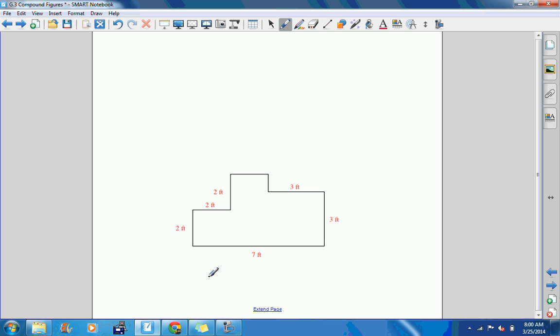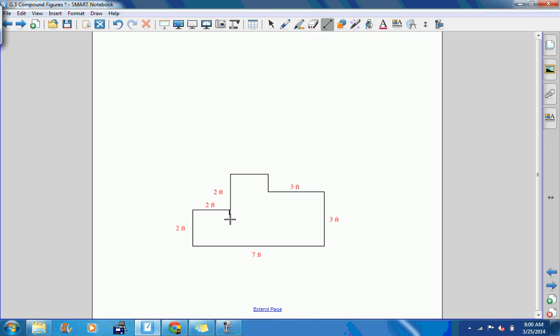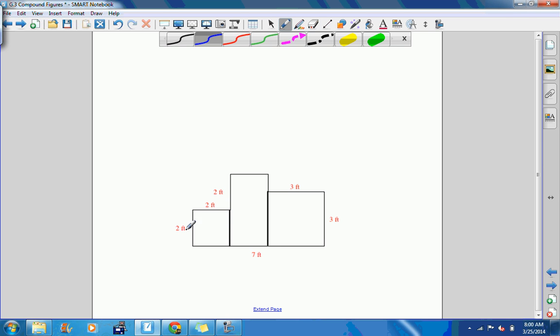So getting a little bit tougher here. This one we're going to have to break up into 3 pieces at least. You could break it up into more, but I think 3 is the easiest way. So we'll draw a line there and a line there. Now this square actually is pretty easy. That's 2 times 2, which is 4 feet squared.